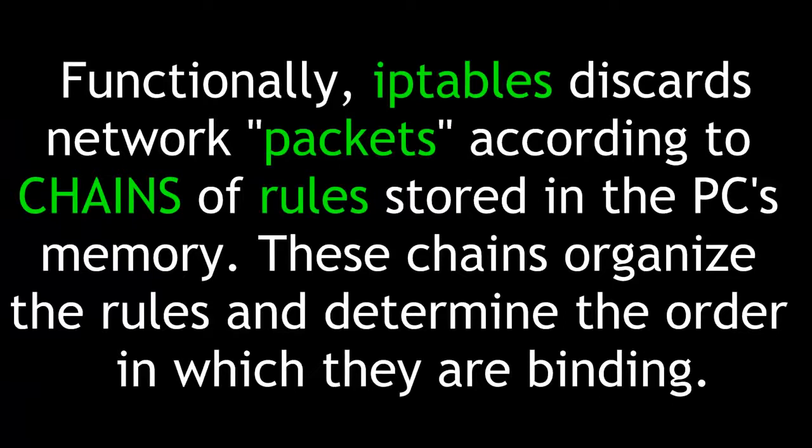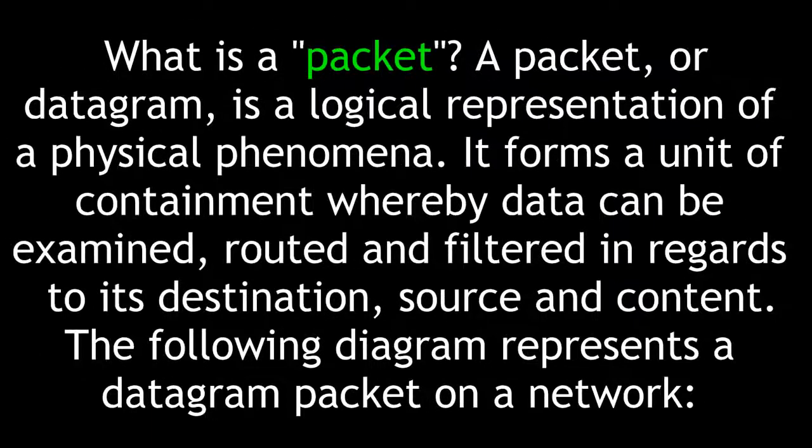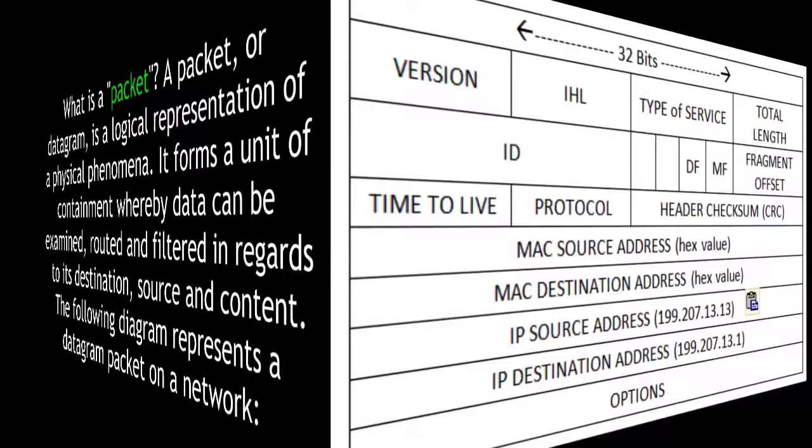Functionally, iptables discards network packets according to chains of rules stored in the PC's memory. These chains organize the rules and determine the order in which they are binding. Some may ask, what is a packet? A packet, or a datagram, is a logical representation of a physical phenomena. It forms a unit of containment whereby data can be examined, routed, and filtered in regards to its destination, source, and content. The following diagram represents a datagram packet on a network.